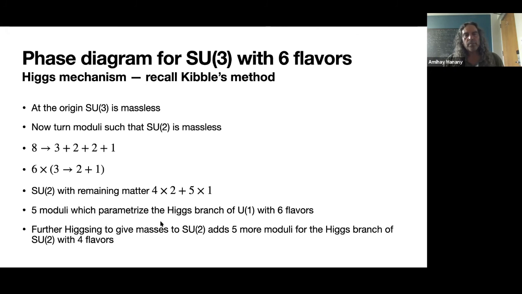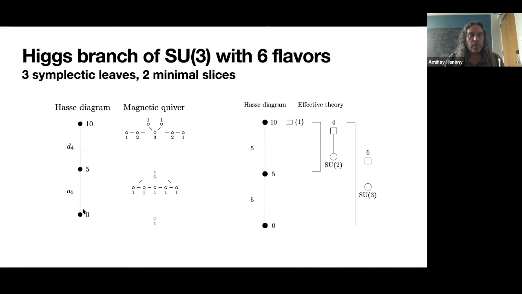Okay, so let's go back to the Hasse diagram that we had before. We move from the point at the origin to the point where SU2 is unbroken. This phase has dimension 5 quaternionic. And the moduli that I need to make a transition from one phase to another parameterize the cone of U1 with six flavors, namely the minimal nilpotent orbit of SL6. Any questions about this?